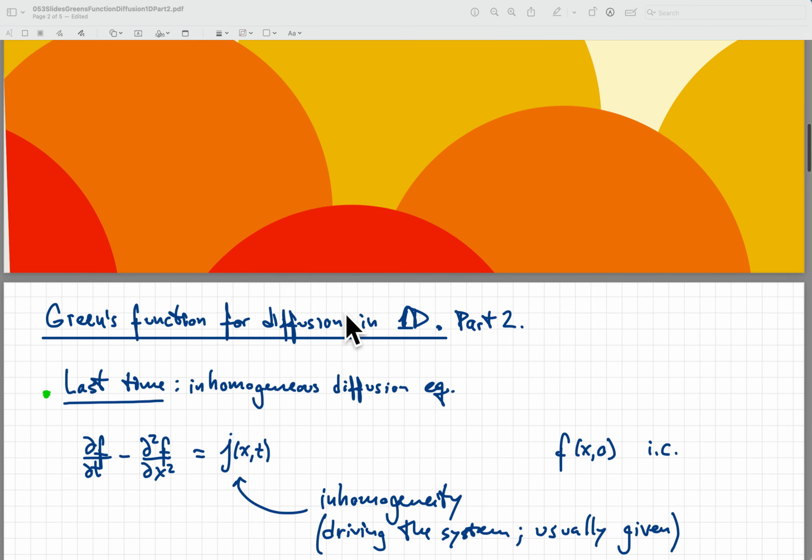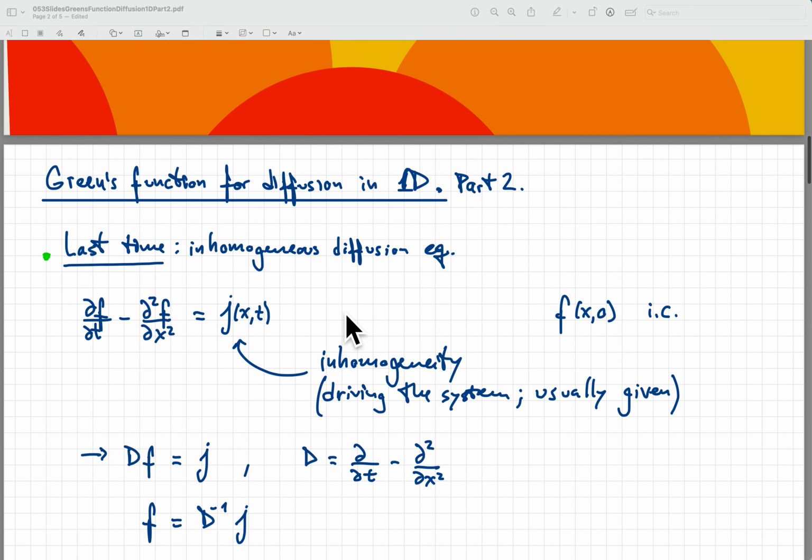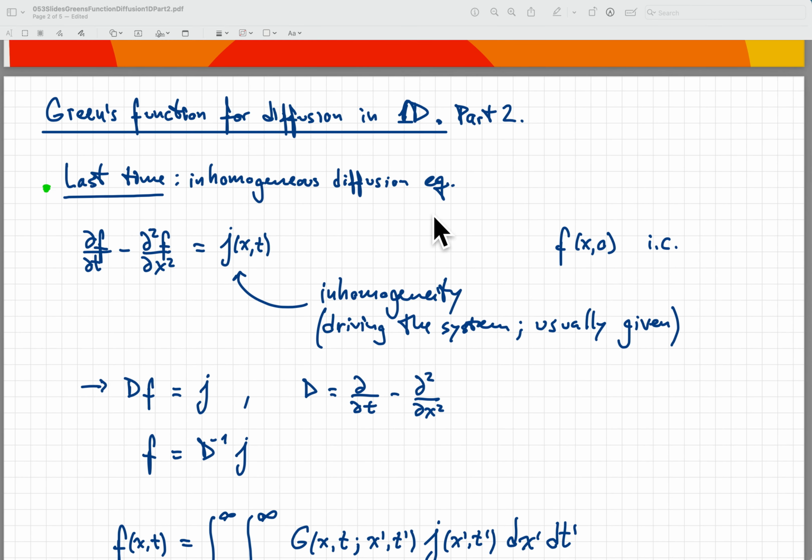And if you recall, last time in part 1, we aimed to solve the inhomogeneous diffusion equation, which is an equation that looks like this. And in previous videos, a few videos ago, we were talking about solving for basically the left-hand side equal to 0. So df/dt minus the second derivative of f with respect to x twice equal to 0. That's the homogeneous version. But now we want to solve this one where you have an inhomogeneity, something that drives the system and is usually given as part of the problem.